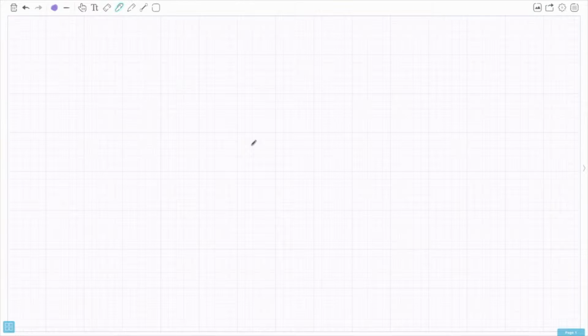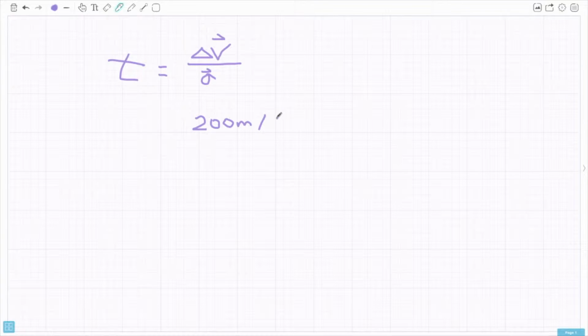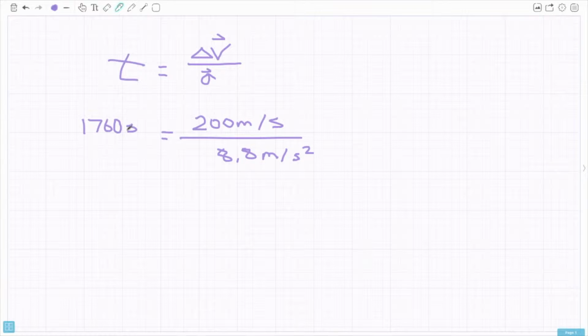Let's say that you wanted to figure out how long it takes for the car to reach 200 meters per second forward from a standstill if the car was accelerating at 8.8 meters per second squared. To calculate this, we will modify our equation to solve for time. Time is equal to the change in velocity over the acceleration. We know that the change in velocity is 200 meters per second. And we know that the car is accelerating at 8.8 meters per second squared. By using the formula, we can determine that it will take 22.7 seconds to reach a velocity of 200 meters per second.